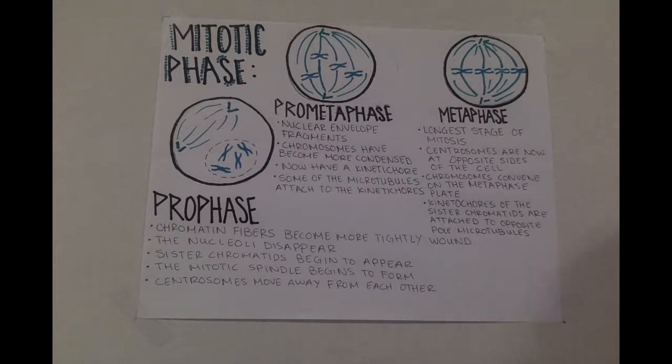Metaphase is the longest stage of mitosis. Now, the centromeres of the chromosomes are at the opposite sides of the cell. Chromosomes convene on the metaphase plate, and the kinetochores of the sister chromatids are now fully attached to opposite poles.